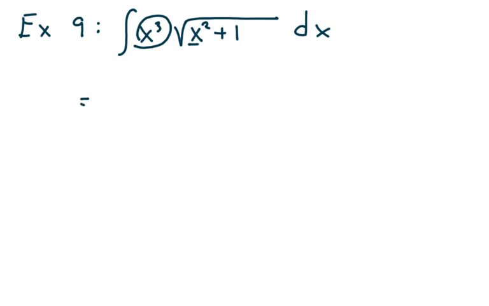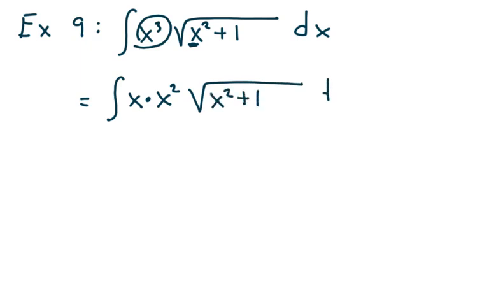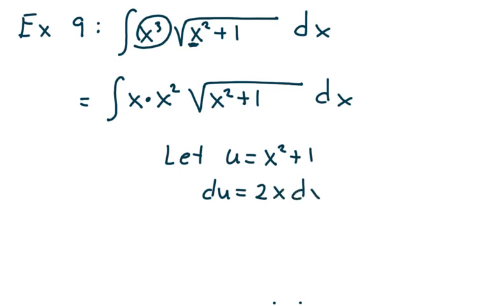So this is one where I want to give you a tool. The way I'm going to do this is I'm going to break up the x cubed into x times x squared. And the reason I was thinking that is because I knew that if I take the derivative of x squared, I get a 2x, right? And then I'm going to multiply by the square root of x squared plus 1 dx. And then here's how this is going to work. I'm going to let u be x squared plus 1. So du is 2x dx, right?